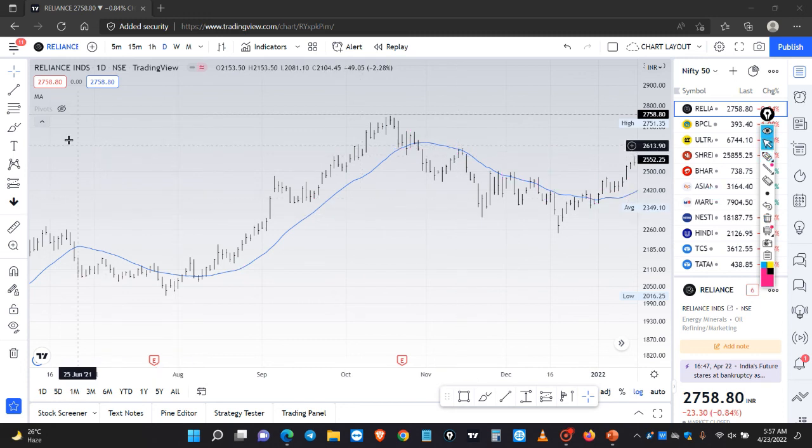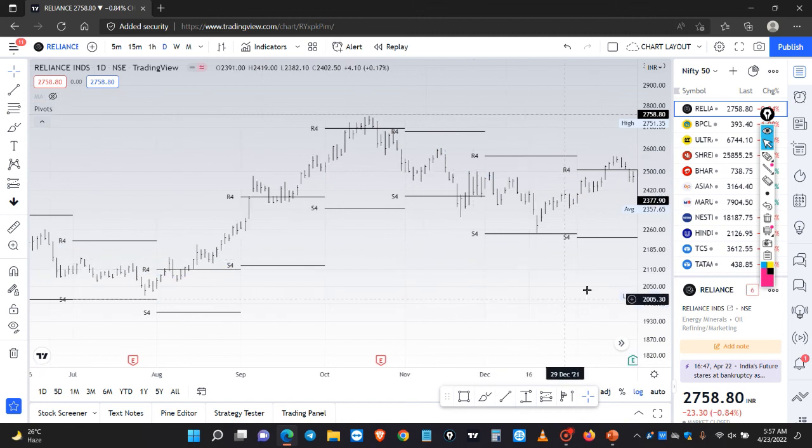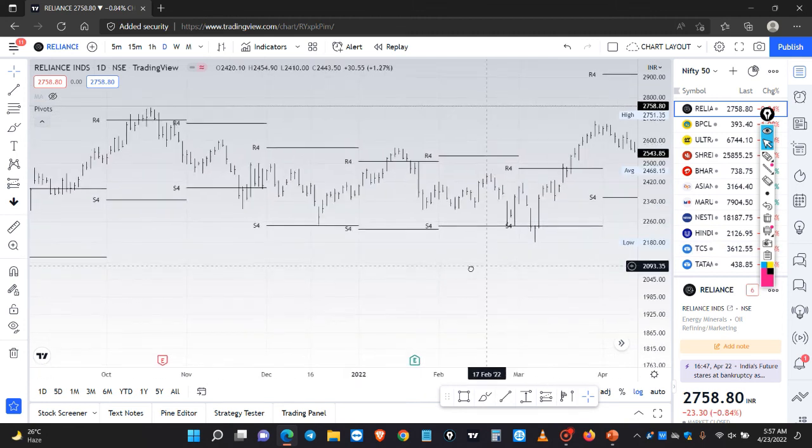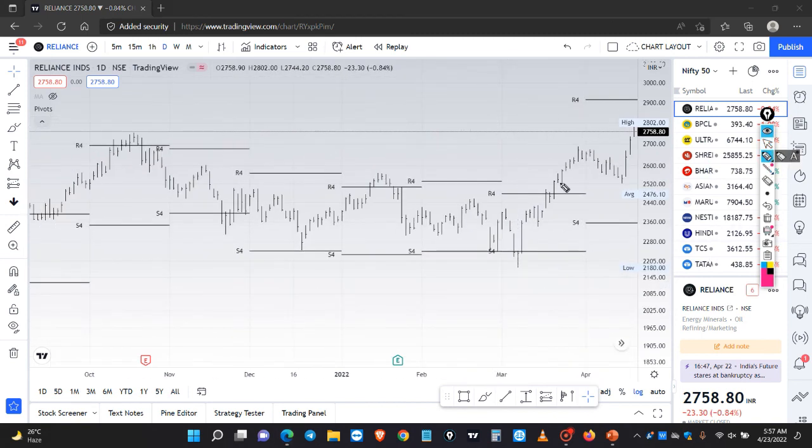Next is the Camarilla pivots. Basically, I generally don't use this Camarilla, and it works in a range bound market also. Basically, here is the resistance, the R4 and the S4 level. I just generally use it for a reference point. I don't use it in my trading.